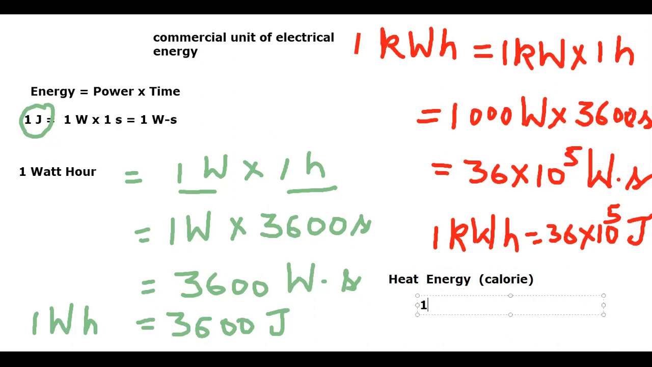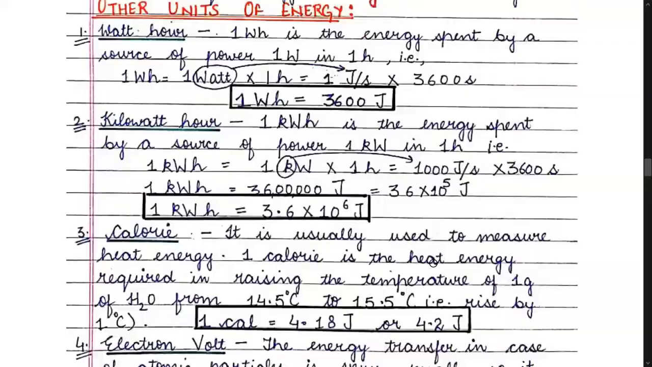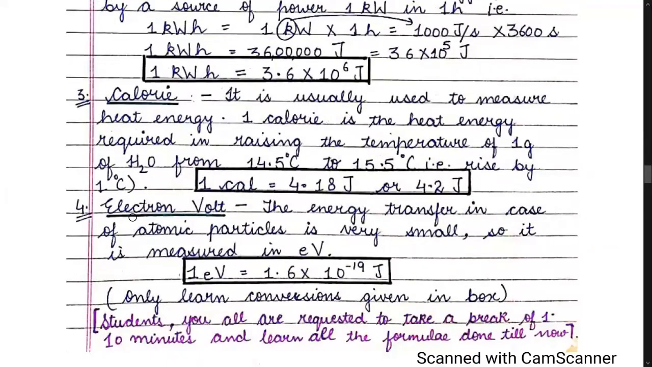And learn the conversion. 1 calorie is equal to 4.186 joule, which can be easily written as, even you can also learn it as 4.2 joule. So 1 calorie is equal to 4.2 joule. So kindly write down the units, and it is given in the PDF also, on page number 4 of the PDF sent to you on 24th May.